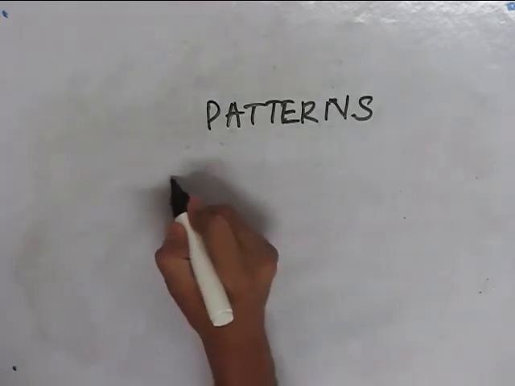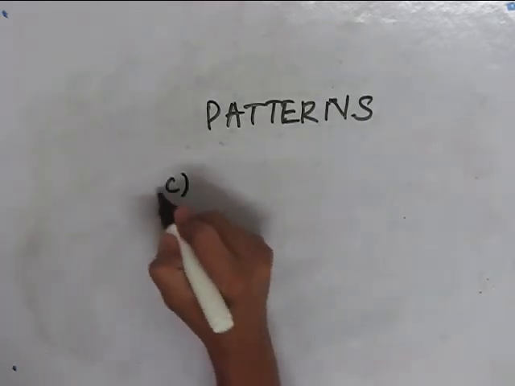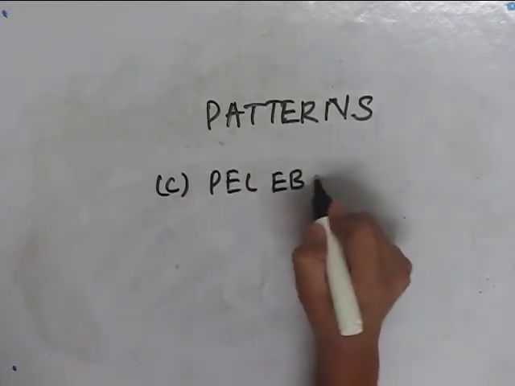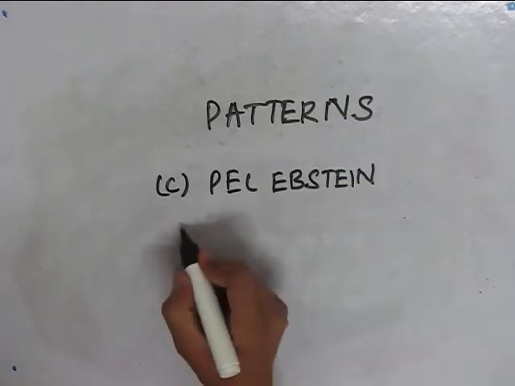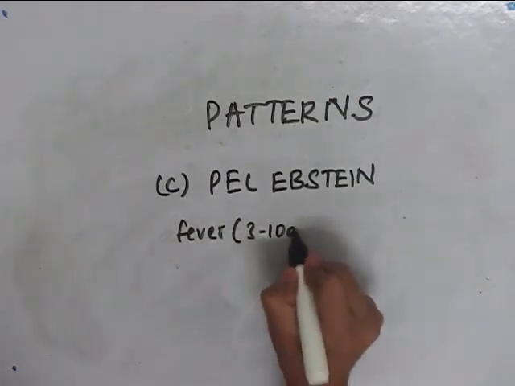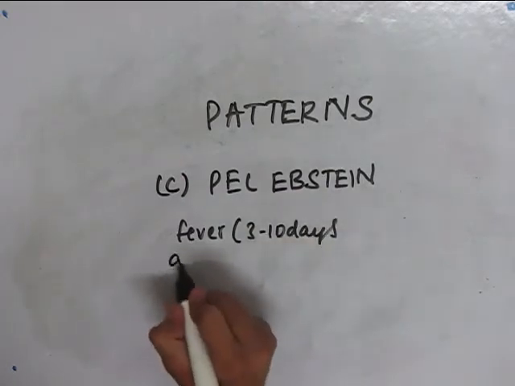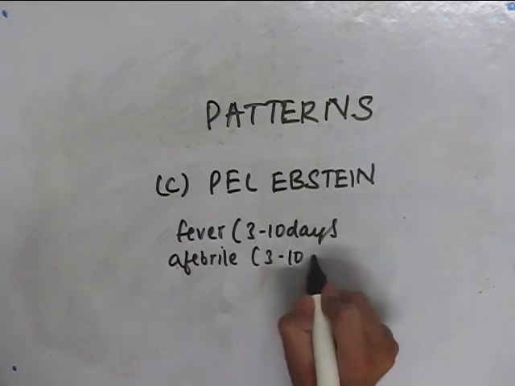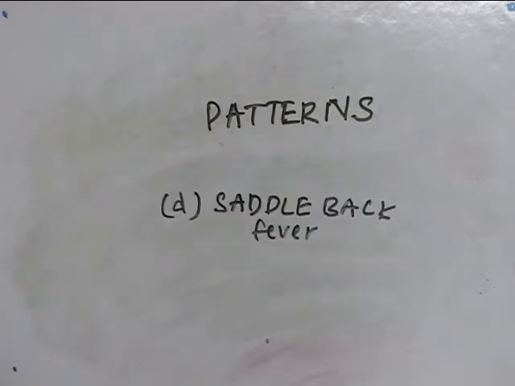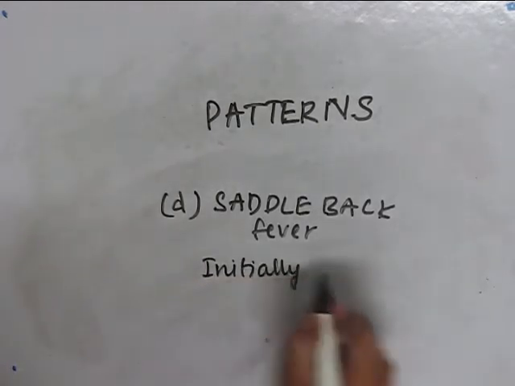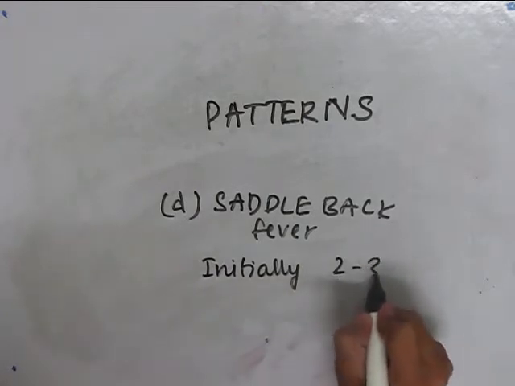The third type of fever under the relapsing fever is known as Pel-Ebstein fever. In this fever, there is fever for 3 to 10 days followed by an afebrile period of about 3 to 10 days. The next type of fever is called saddleback fever. In saddleback fever, initially the fever lasts for about 2 to 3 days.